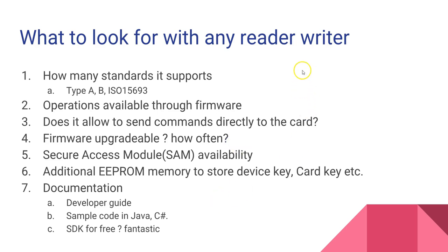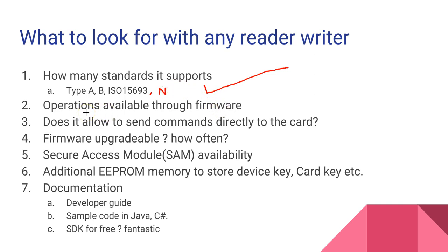Now these are some of the points I've highlighted here, what you should look for when you buy a new reader writer. The first thing is, obviously, you have to look for how many standards the reader writer supports. We know that 5022 supports type A, type B and ISO 15693, plus it also supports the NFC standard as well, NFC Forum data as well.